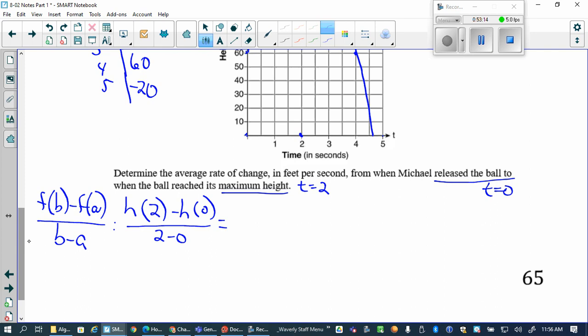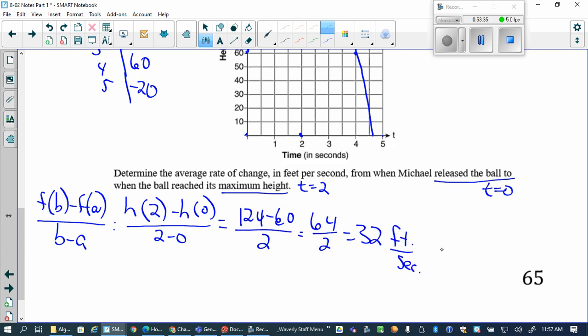Well, what did we get? 64. You finish it out. 32 feet per second? Yeah, right, because you did 124 minus 60 over 2, which is 64 over 2, which is 32 feet per second. Okay? So we'll pause it there. Somebody remind me on Monday we need to finish the other 2 Regents questions. We have plenty of topics.